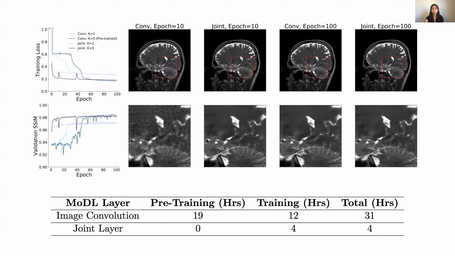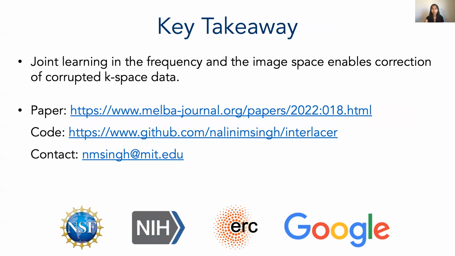This table compares the total training time required for each strategy. When accounting for the pre-training required for the standard MoDL setup, our modification with joint layers achieves almost an order of magnitude speedup to attain the same reconstruction quality. Taken together, our experiments show that joint neural networks combining convolutions in the image and frequency space are a promising strategy for correcting corrupted k-space data.